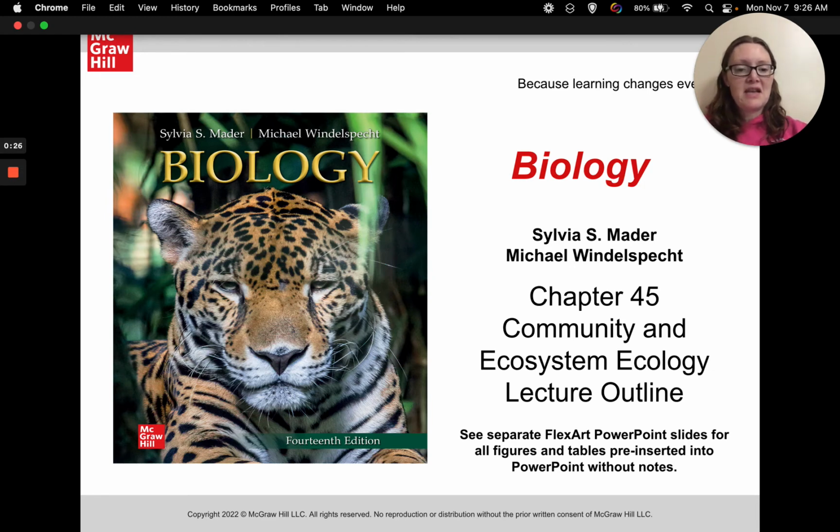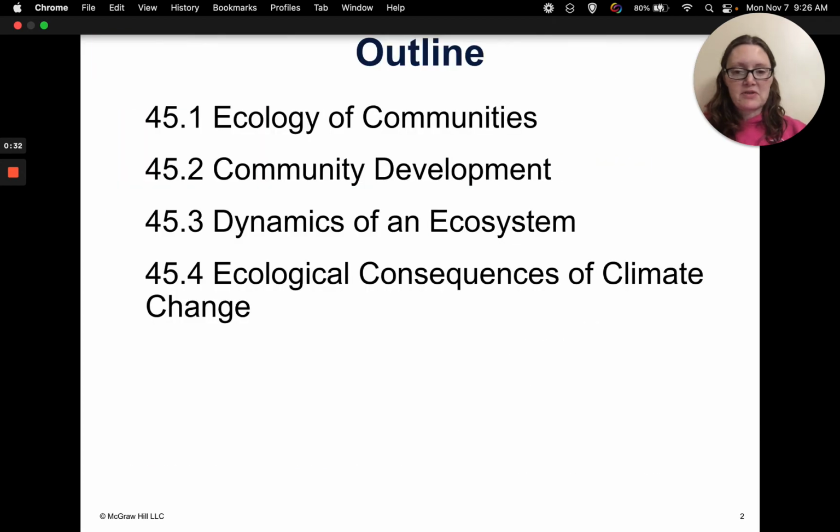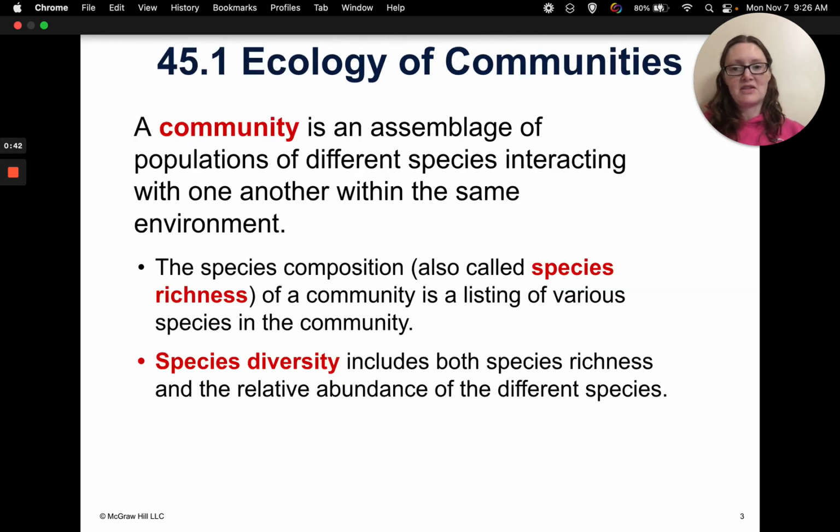So community and ecosystem and ecology. Lots going on with this chapter, so let's go through it kind of quick. Ecology of communities, community development, dynamics of ecosystems, ecology, consequences of climate change.